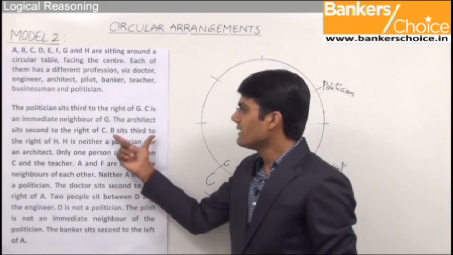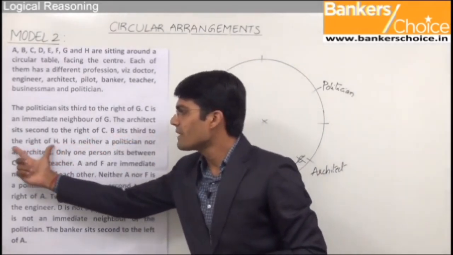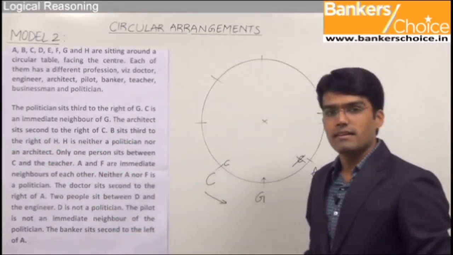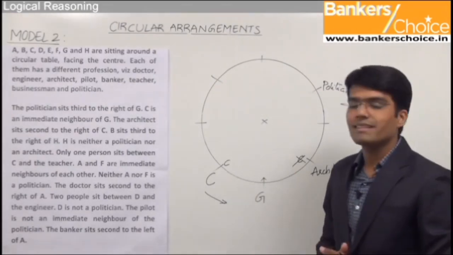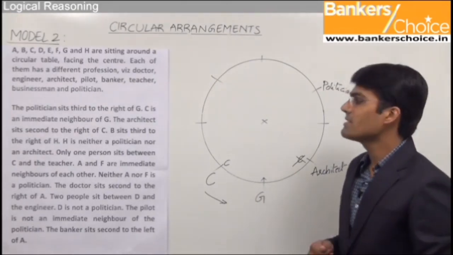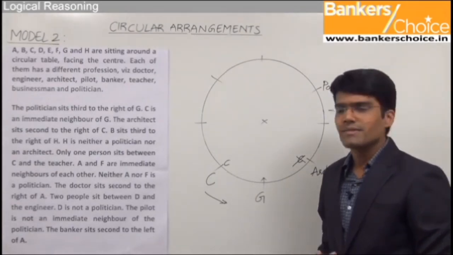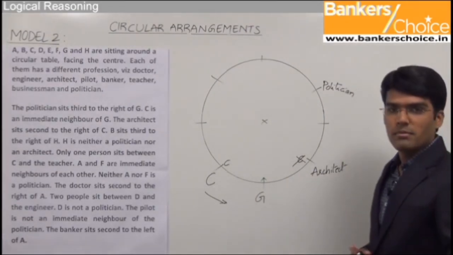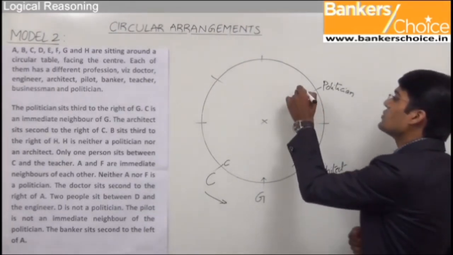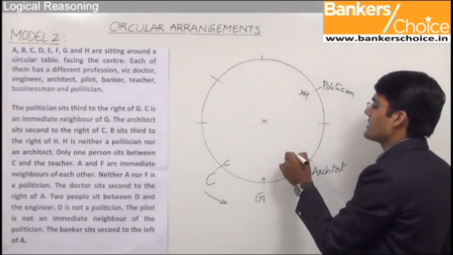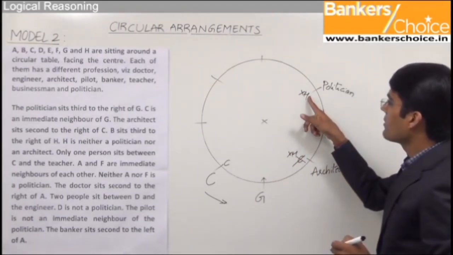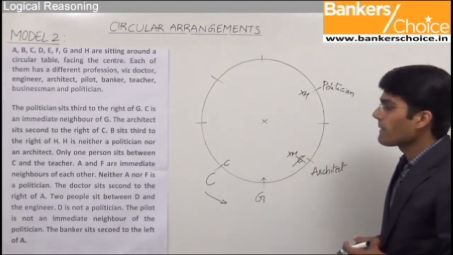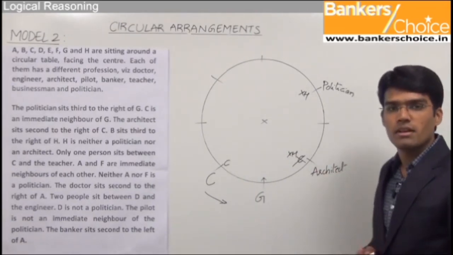The next statement here is B sits third to the right of H. And also H is neither a politician nor an architect. So we know that B should sit third to the right of H, and H is neither a politician nor an architect. Since we already have politician and architect fixed on the circular table here, we can say that these two positions will not be occupied by H. So we can simply mark it as cross with H, indicating that H cannot take these two positions, since H is neither a politician nor an architect.